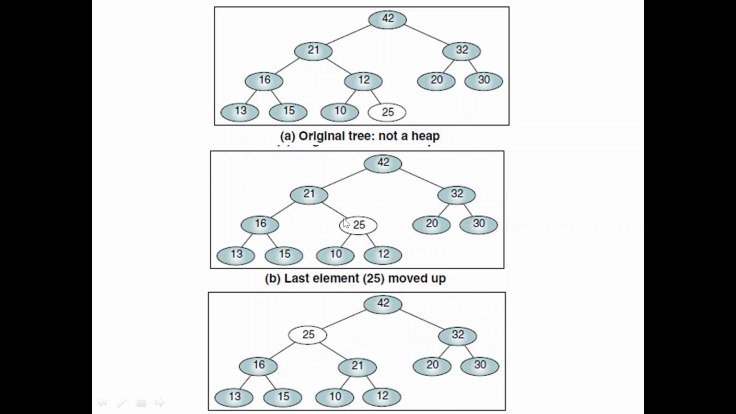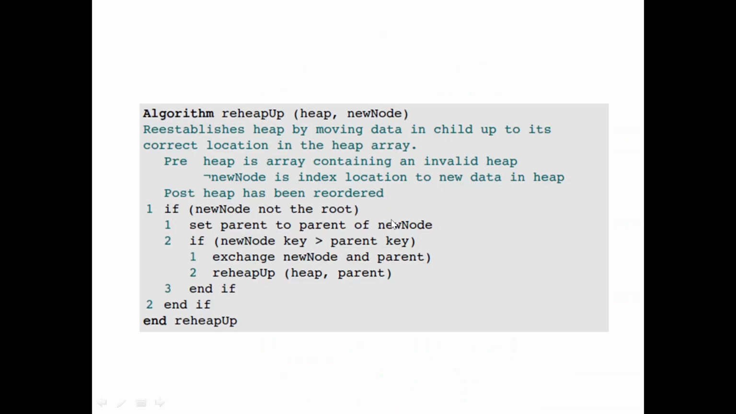By comparing 21 with the 25, we do one more swap, and then finally we compare 25 with the 42, and we end the recursive call since it has reached the correct position. So it is now a heap again. This is actually the logic behind the algorithm that we are going to see.